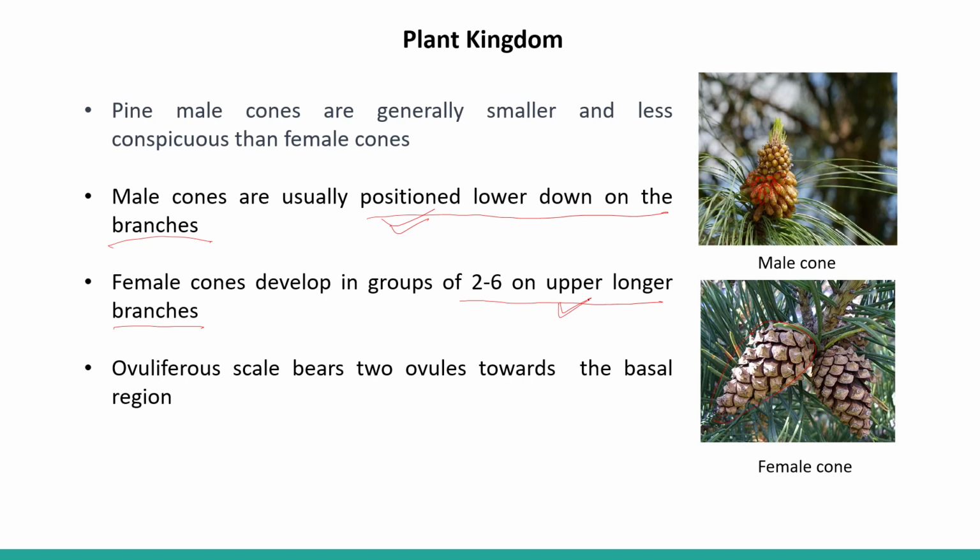Ovuliferous scales bear 2 ovules toward the basal region. So this is one scale. This is one ovuliferous scale.